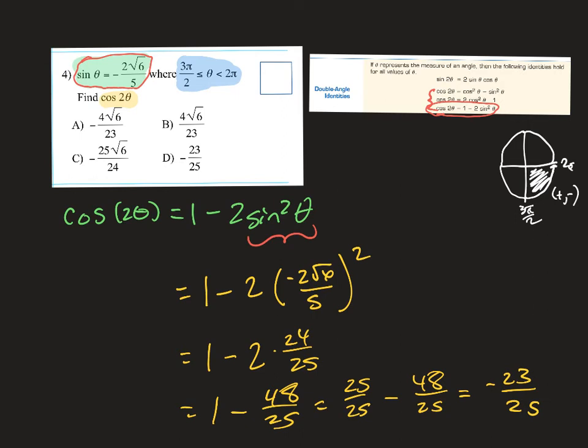So that's our value. We're going to cross our fingers and hope that's one of our choices. And sure enough, take a look. Letter D is negative 23 over 25. And that's great because letter D is the right answer. So there's your free answer number 2.